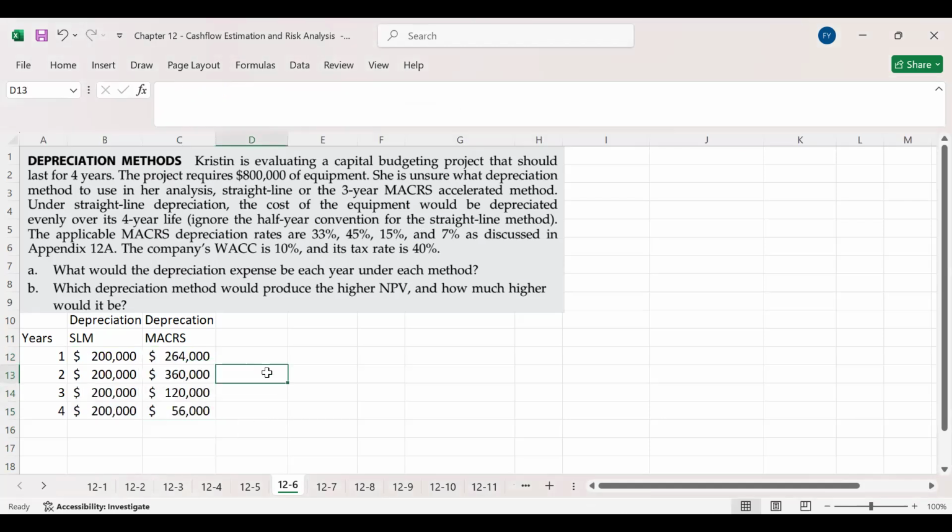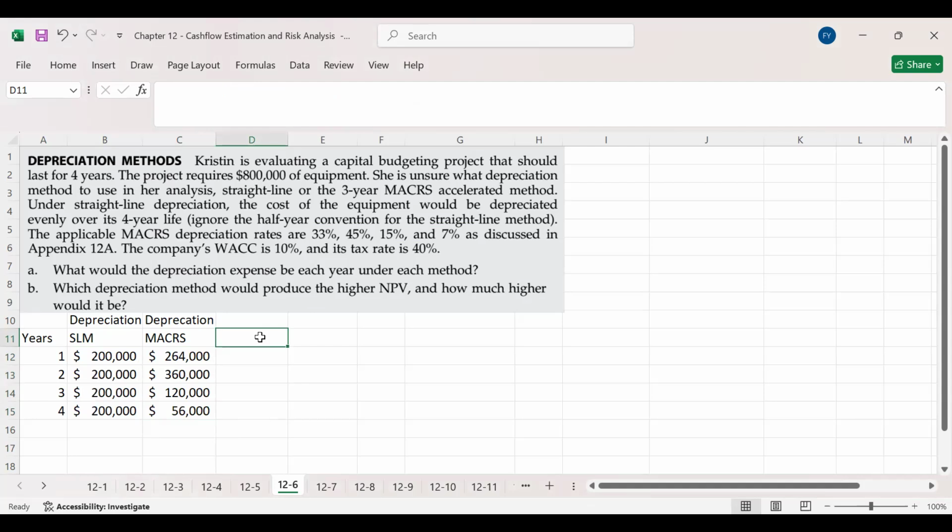This is the first requirement. The second requirement is: which depreciation method would produce the higher NPV, and how much higher would it be? Now we are going to calculate net present value.